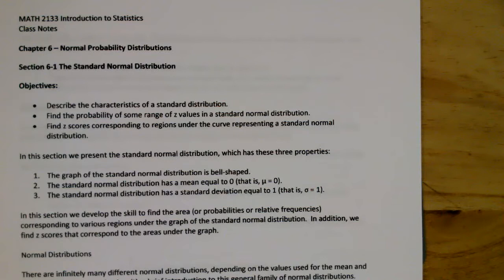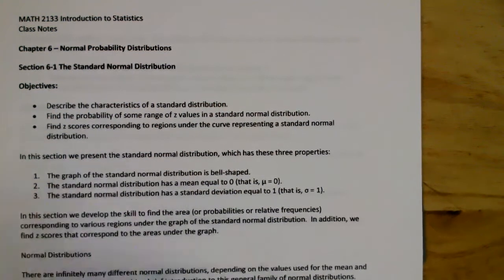Okay, so the standard normal distribution has three properties. One of them is this: the graph of the standard normal distribution is always bell-shaped. If you recall, it does start with a low number, and then it increases up to a maximum number, and then starts decreasing to one or two low numbers. That would be a standard normal distribution, or a bell-shaped curve.